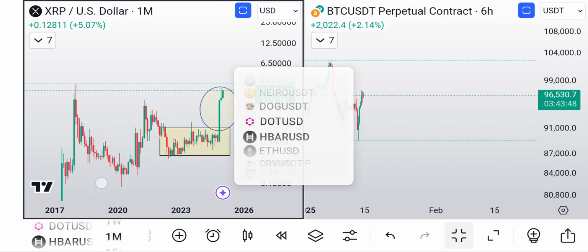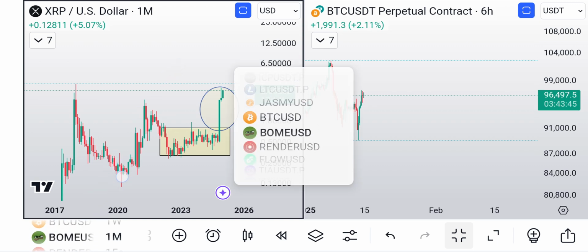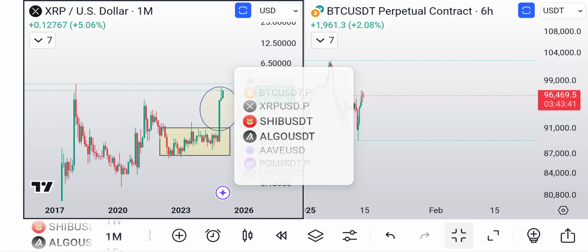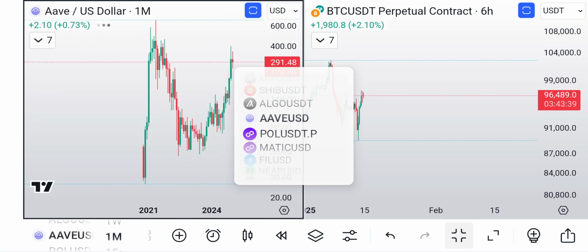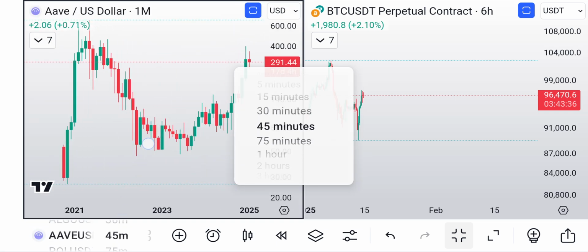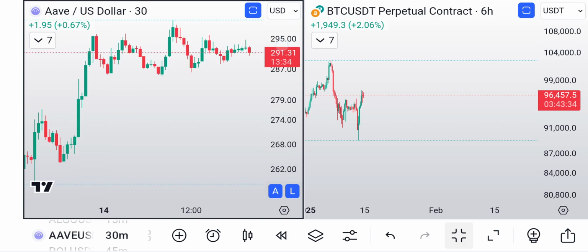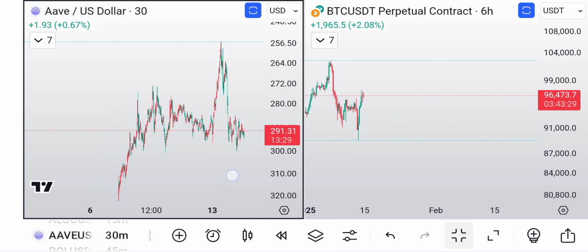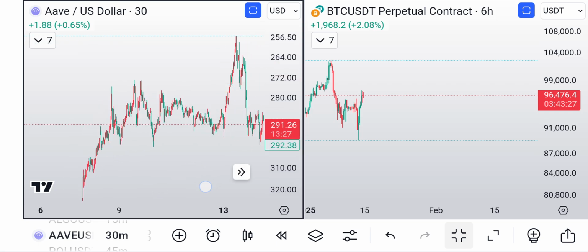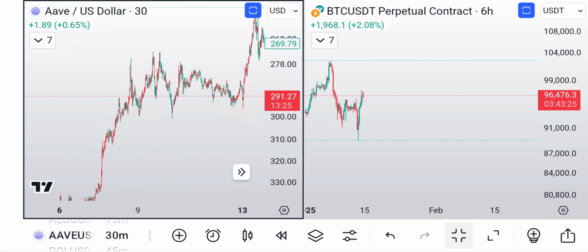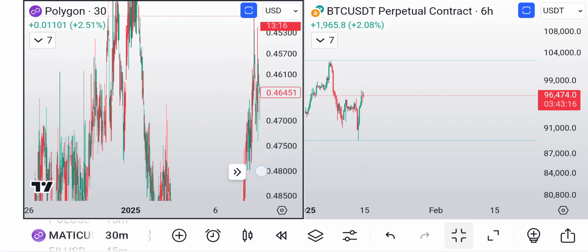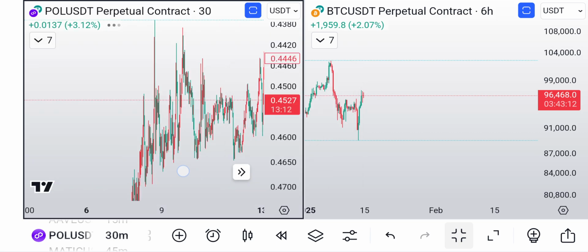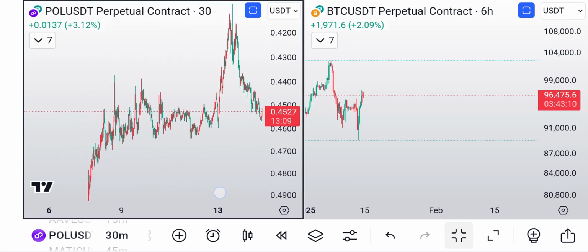If you look at Matic, where's Matic at? That's fine. And then we got to go to the small time frame. Let's go to the 30-minute. And then what we're going to do is go like this. I think that was it, right? Was that it? Oh, that was Aave. Okay, this is Matic. Yeah, so I need this chart right here. Okay, yeah, that's the chart.